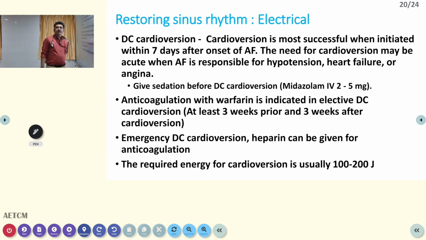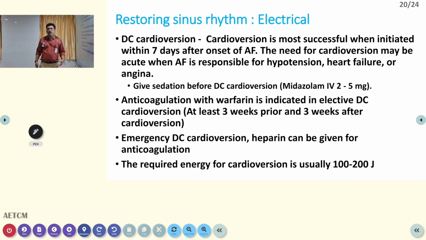Now, restoring sinus rhythm, if the patient has severe atrial fibrillation or features of instability, like chest pain, myocardial infarction, hypotension, or shock, where we are not able to give the drugs. The most important thing is hypotension, heart failure, or angina. Then you have to cardiovert the patient. So that is very important. After giving some sedation, you have to cardiovert the patient. The required energy levels may be 100 to 200 joules, and depending on the clinical scenario it may slightly change, and repeated cardioversion may also be required.